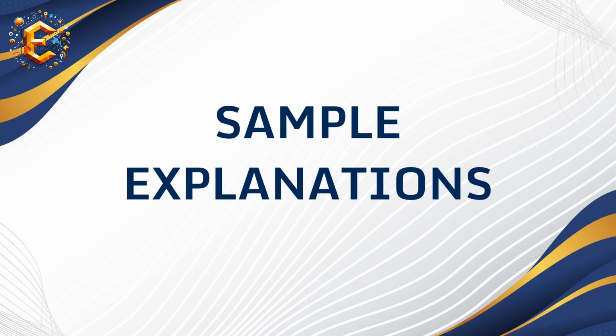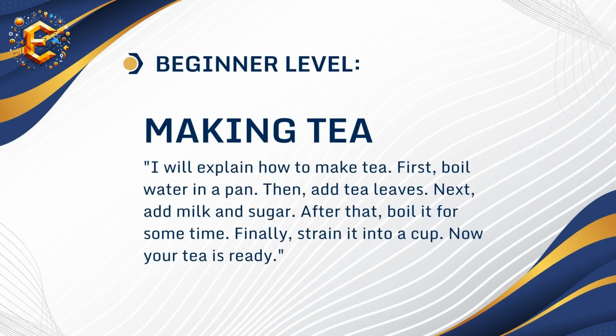Sample explanations. Making tea. I will explain how to make tea. First, boil water in a pan. Then, add tea leaves. Next, add milk and sugar. After that, boil it for some time. Finally, strain it into a cup. Now your tea is ready.